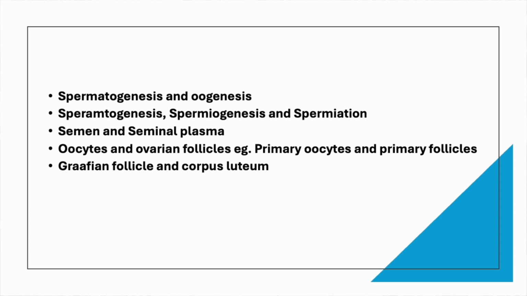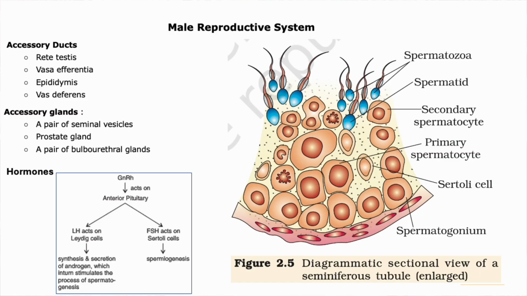Learn the diagrams under the human male reproductive system, the human female reproductive system, and the mammary glands. This chapter you can learn by comparing spermatogenesis and oogenesis, oocytes and follicles, primary follicles and secondary follicles, Graafian follicles and corpus luteum.